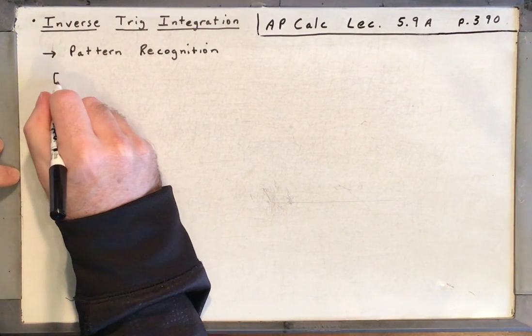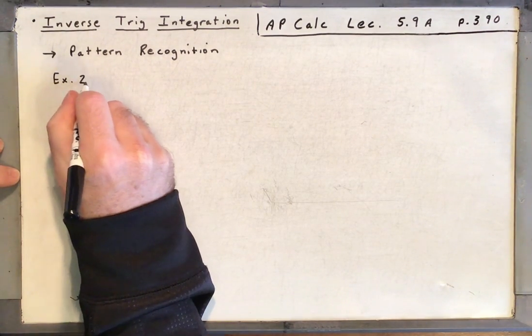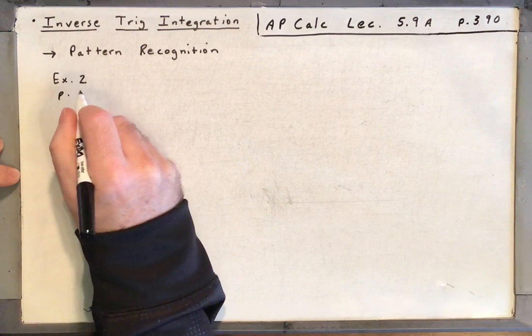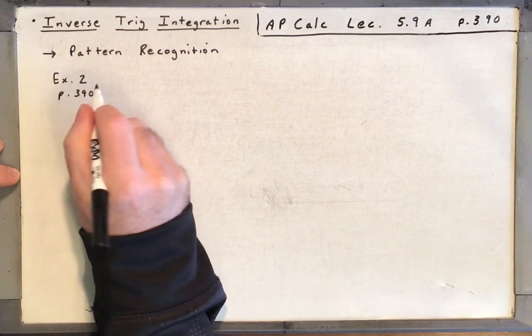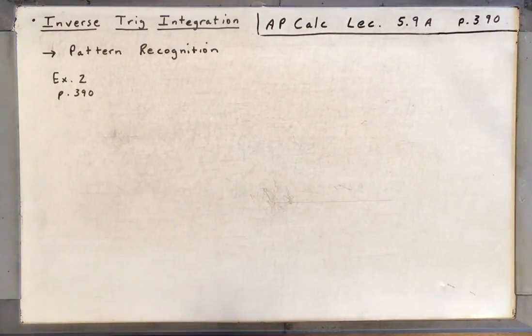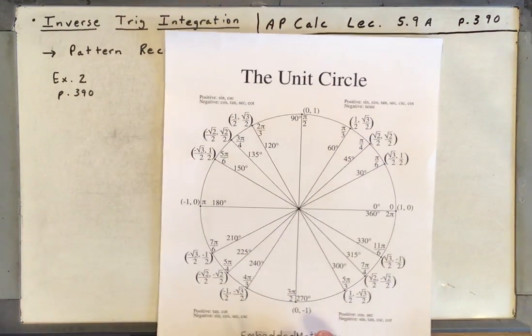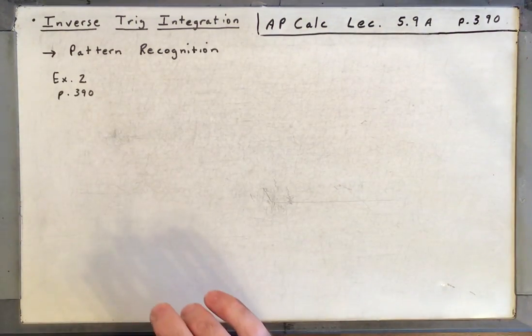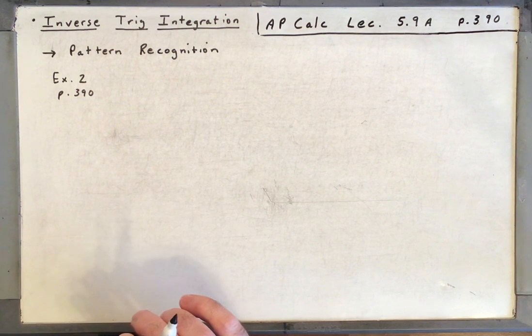So our first one is example 2 on page 390. You'll want to have your unit circle handy as well, because we will be doing some plug-in derivatives here, some definite integrals.